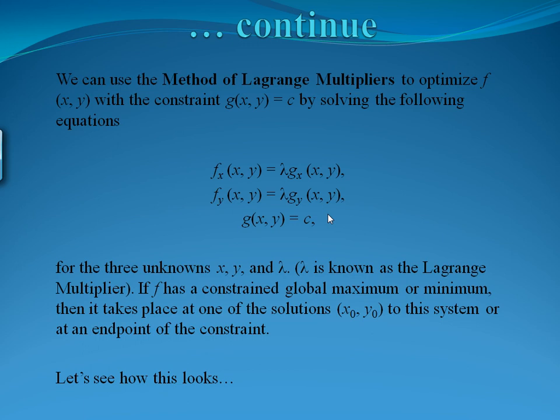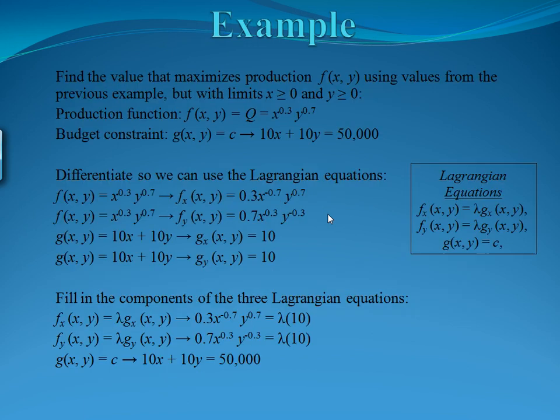So let's see how we do this with the problem that we've been working on. We want to find the value that maximizes production using values from the previous example, but with the limits that x has to be positive and y has to be positive, because it doesn't make sense to have negative raw materials. Our production function was q equals x to the 0.3 times y to the 0.7, and our budget constraint was 10x plus 10y equals 50,000. Over on the right, you can see the equations we want to satisfy.